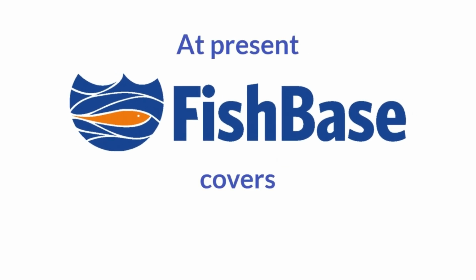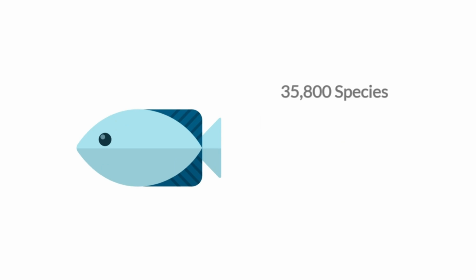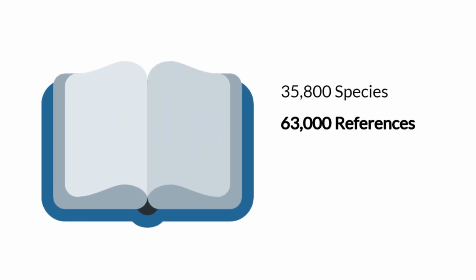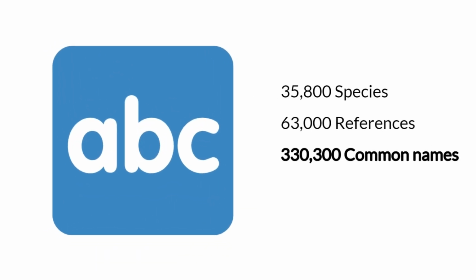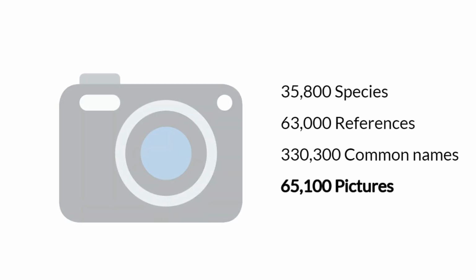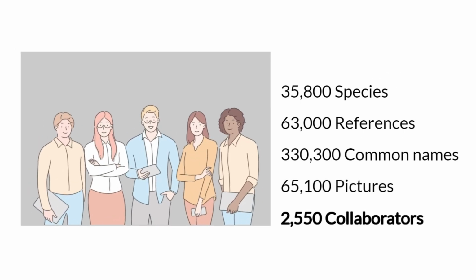At present, FishBase covers over 35,800 fish species, compiled from about 63,000 references. It also features almost 330,300 common names and nearly 65,100 pictures. The database has around 2,550 collaborators.